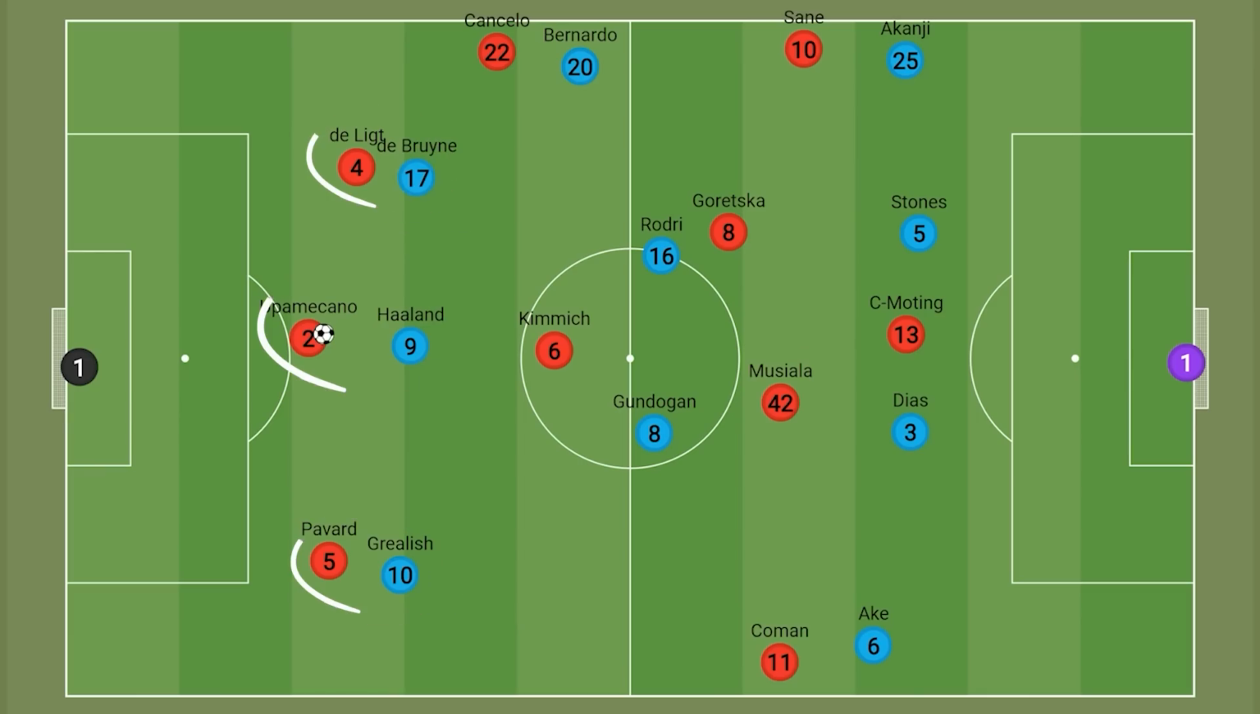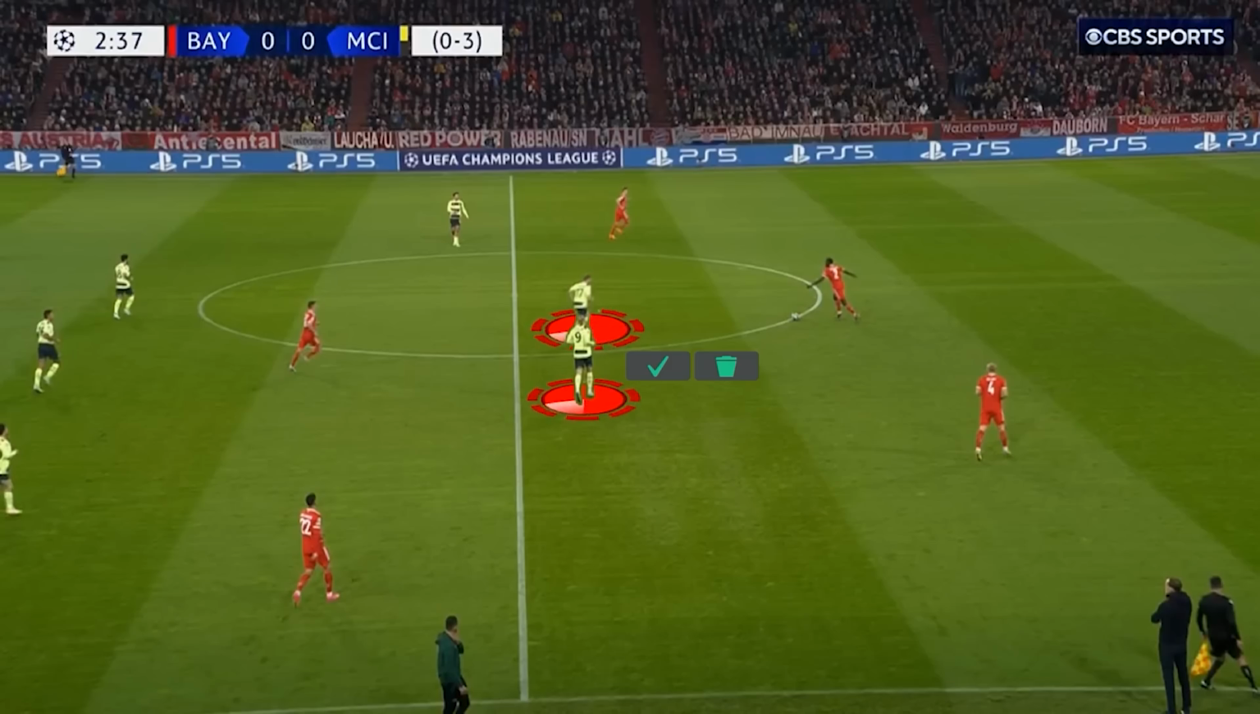However, this could lead to some obvious problems, as there was potentially a 1v1 with Coman against Ake, and Coman could initially drop into this space to receive the ball, because Ake could be reluctant to push this high up, leaving that much space in behind him, knowing that Coman had the beating of him on the outside. So we have the usual front two of Haaland and De Bruyne, but Grealish is higher up with one eye on Pavard, who in this case is operating deeper.